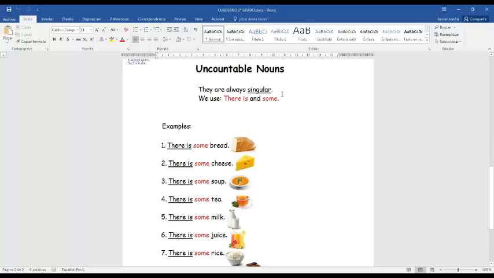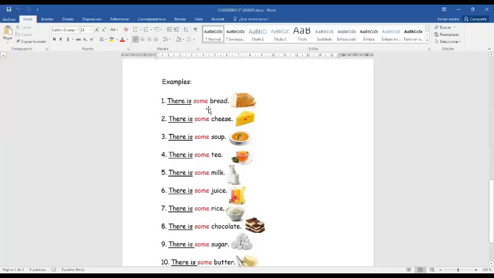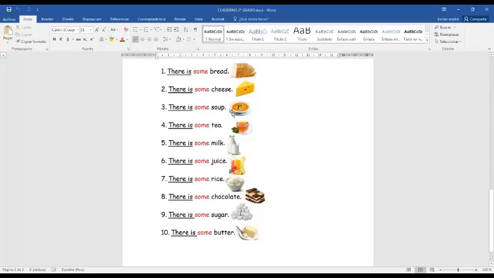¿Ok? Okay? We use there is and some. We use there is for singular, okay? There is for singular. No there are. Only there is. For example, we have some examples here. In number 1, there is some bread, okay? There is some bread. Number 2, there is some cheese. There is some cheese. Number 3, there is some soup.